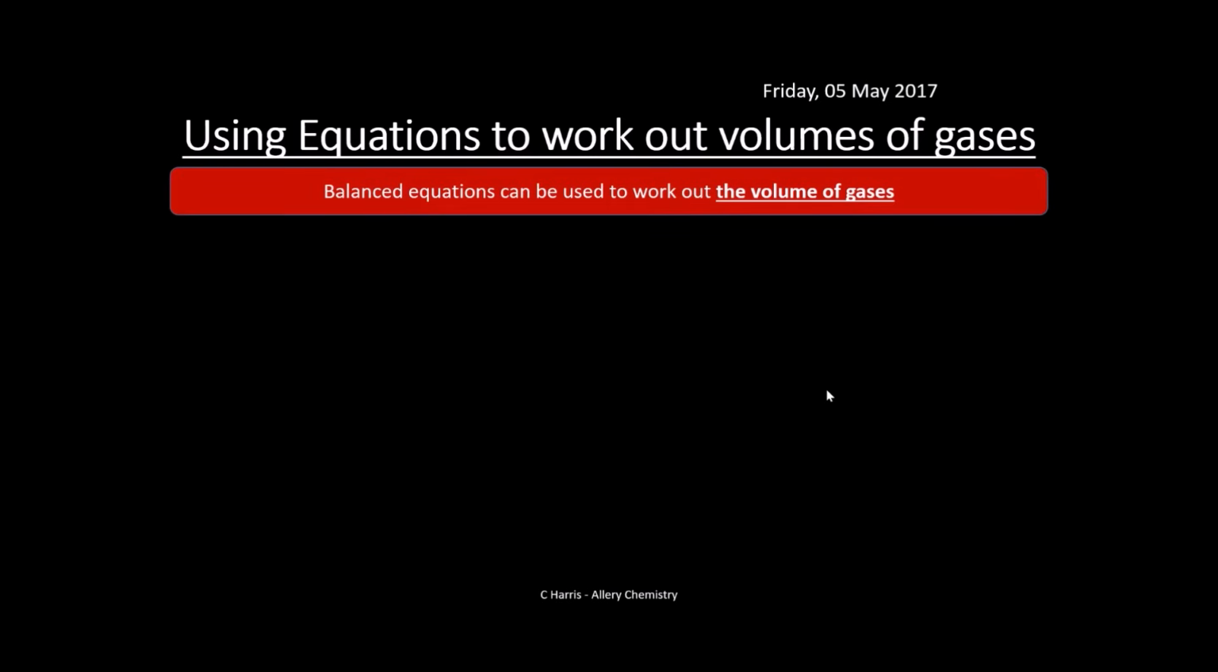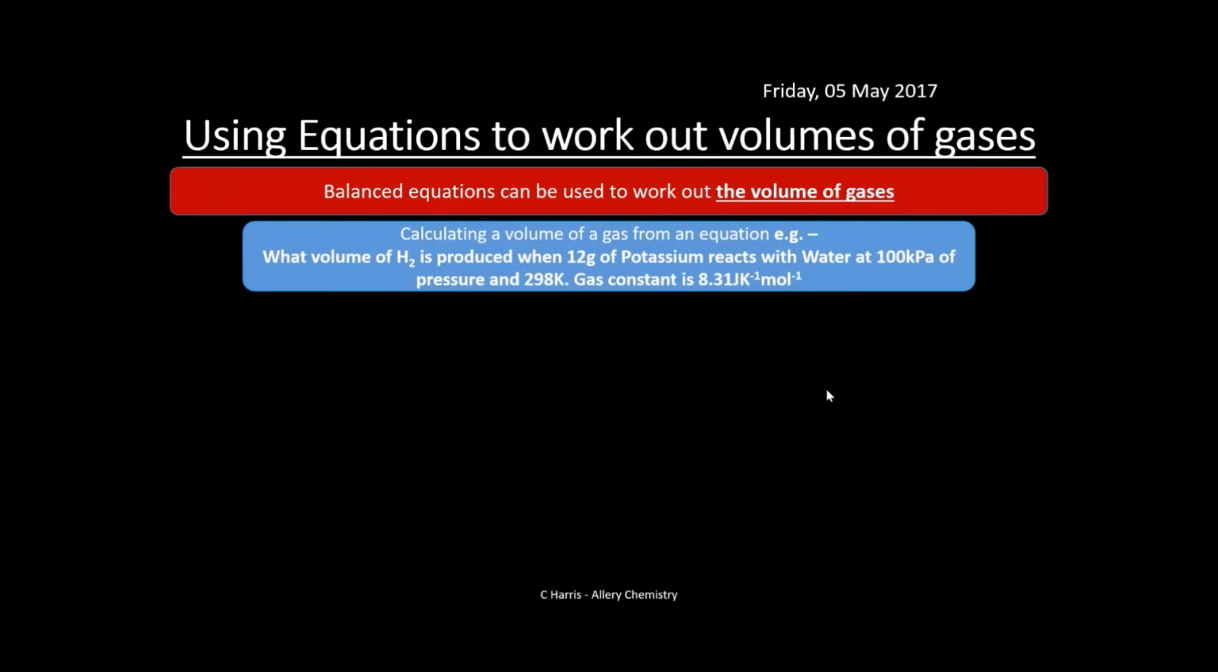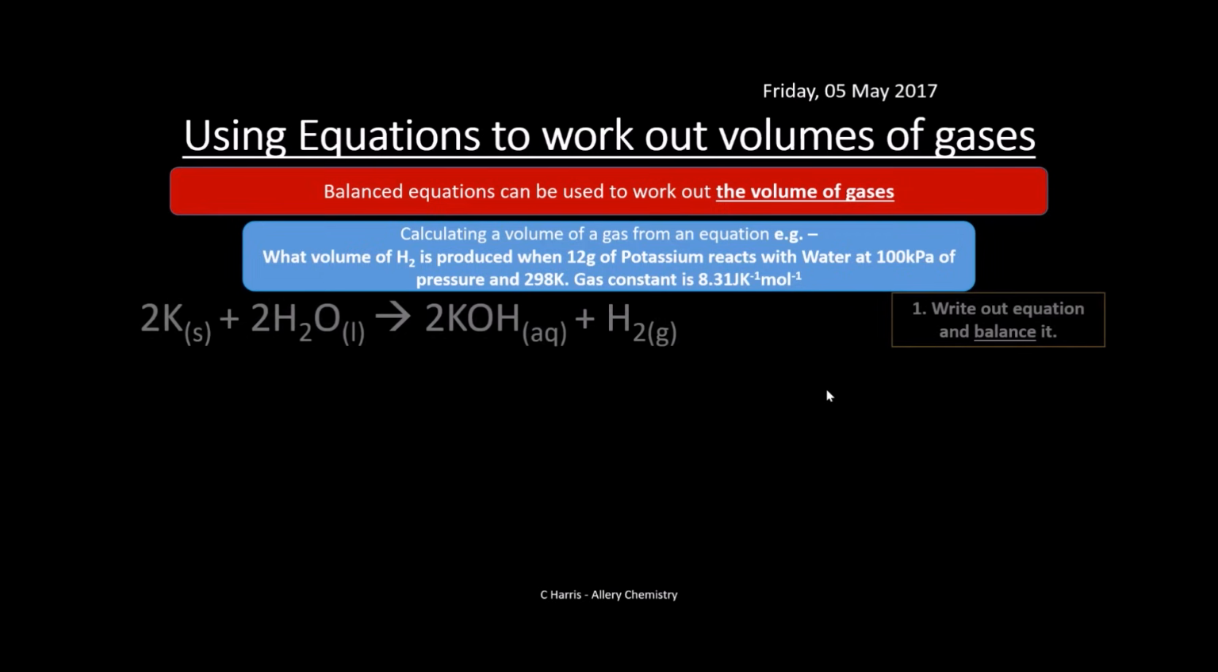Okay, using equations to work out volumes of gases. So we can use balanced equations to work out the volume of a gas. So here's an example. What volume of hydrogen, H2, is produced when 12 grams of potassium reacts with water at 100 kilopascals of pressure and 298 Kelvin? The gas constant is 8.31. Okay, so the first thing we need to do is write out our equation, just like the previous step. So write it out, make sure it's balanced.